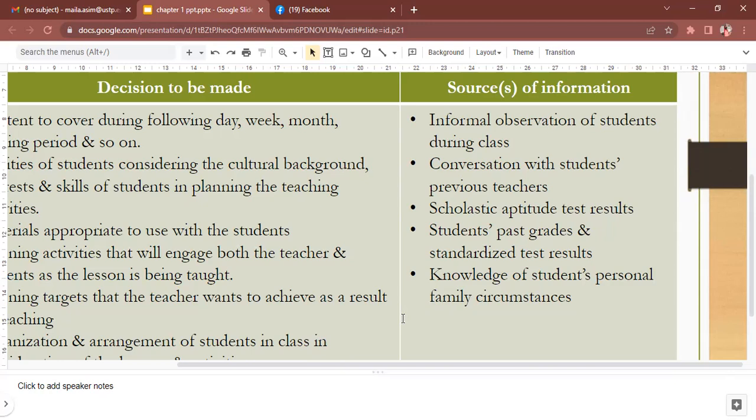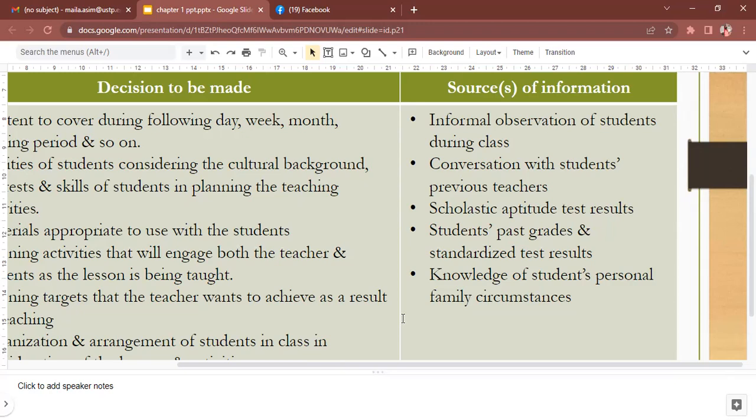Another is conversation with students, previous teachers. Now, it is necessary nga dapat amigo ka sa mga teachers sa imong previous students so that it would be easier for you to know what kind of students you are dealing with.